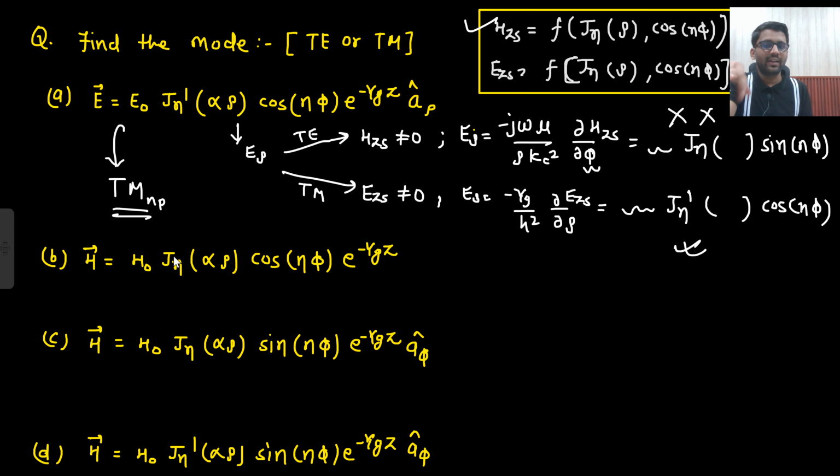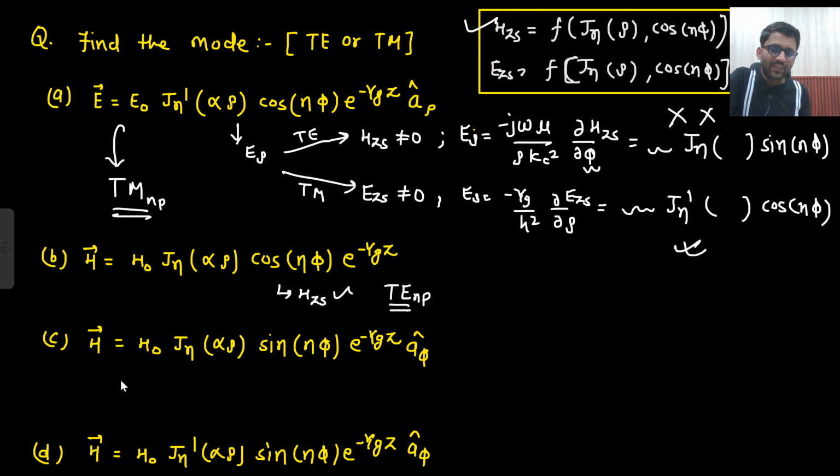So it has to be HZ. In the rest of the cases, you can get Jn dash sin phi, or you can get Jn dash cos phi, or you can get Jn sin phi. But Jn cos phi, if you are getting, it has to be HZ. So this is your HZ expression. That means if HZS is existing, then which kind of mode is it? Transverse electric mode, because if HZS is there, that means EZS would have been 0. So electric field is transverse. So TE NP mode. Let's see the next one.